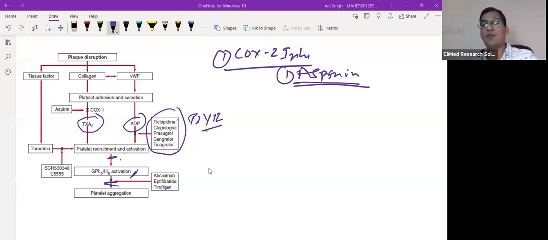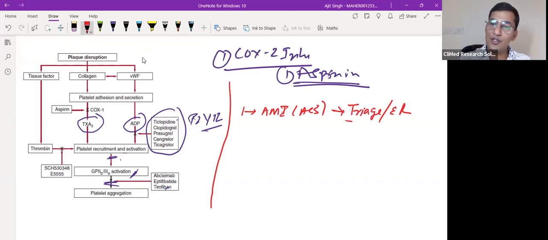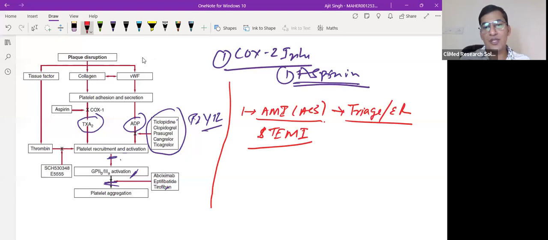So guys, let me talk about aspirin. Let me give you a case scenario. Suppose one person has come with acute MI or ACS, acute coronary syndrome, to the emergency room, ER. And the ECG says this is STEMI, right?